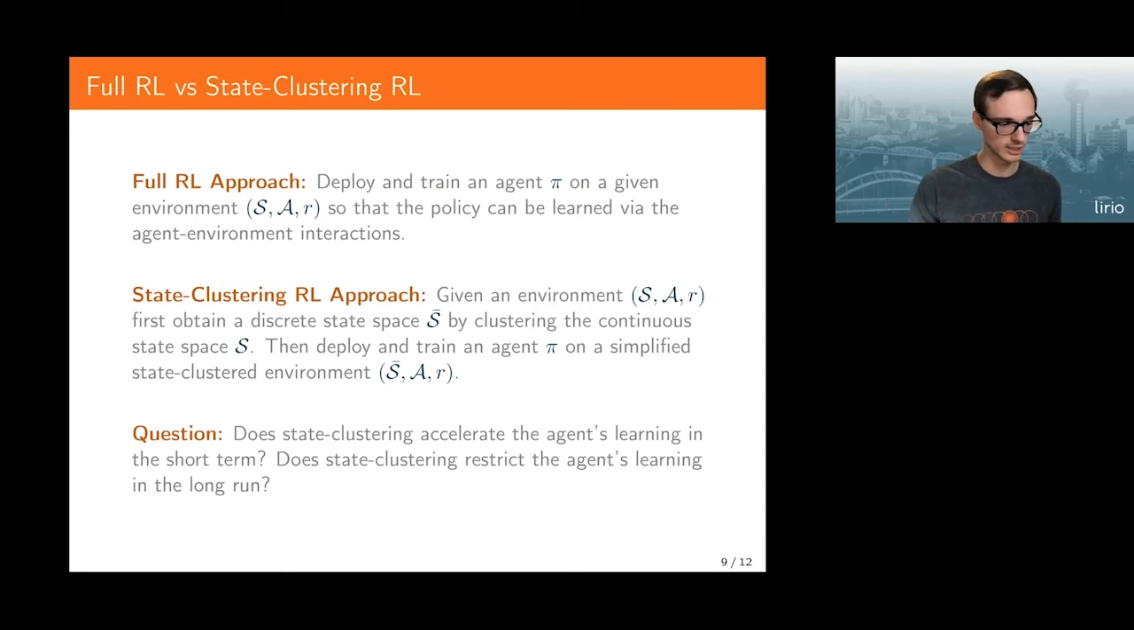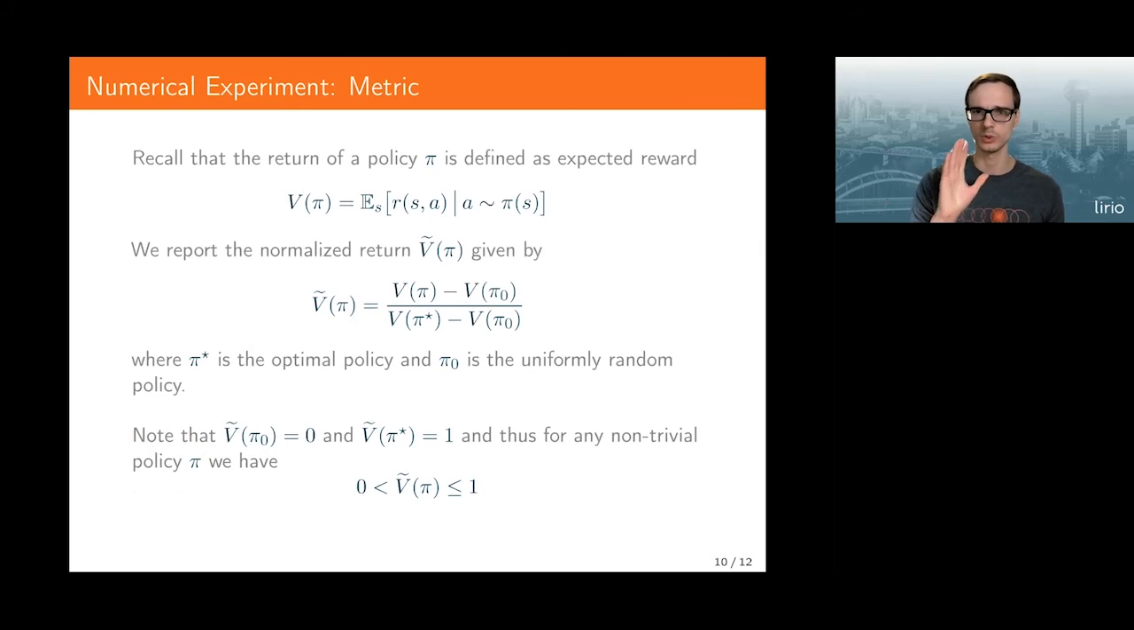So now, before going to our numerical results, two words on which metric we are reporting. And here, let's recall that the return of a policy is denoted as just expected reward under this policy. But then we also normalize, and we report the normalized return V tilde, which is denoted as return subtracted return of the uniform random agent and divided by return of the optimal policy. So why we report this metric?